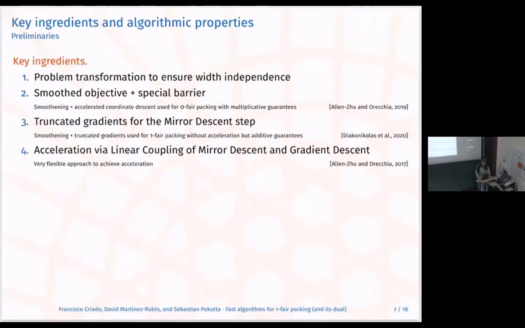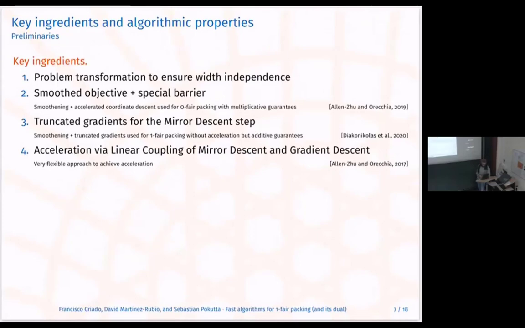Let's start maybe with a very brief overview of what the key ingredients are to make this thing work. As I said, I will talk a bit about the building blocks, but we will not have the time to do a deep dive on each one of the building blocks. But then I will show you how everything fits together in the end. So a somewhat simple but quite important first step is a problem transformation. So we're going to transform the problem in such a way that we can basically make it width independent.